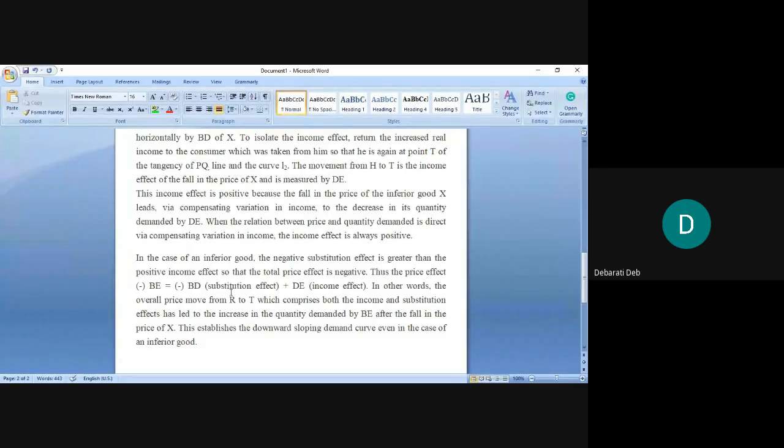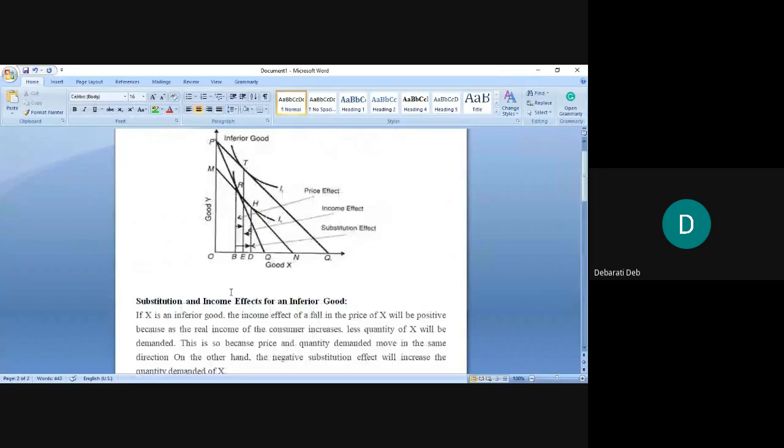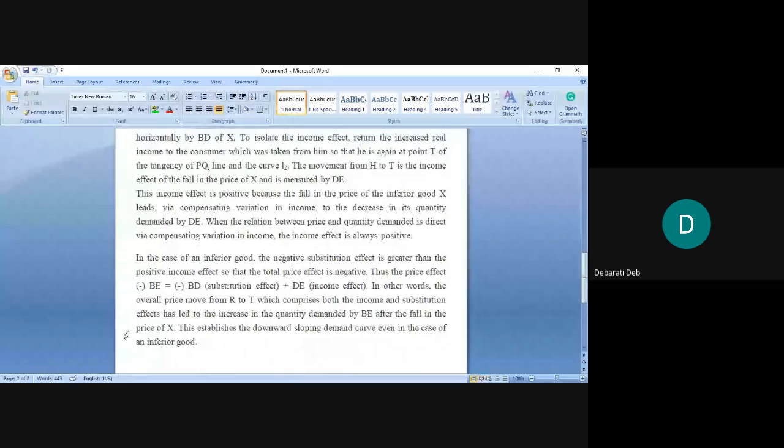This BE, BD is nothing but the points on the horizontal axis. We're just drawing perpendiculars from the equilibrium points: from R, from T, and from H on the horizontal axis. And when you're writing the formula, we are using this measurement on the horizontal axis. So minus BE is equal to minus BD, which is the substitution effect, plus DE, because the income effect is positive and the substitution effect is negative. Thus, the total price effect is also becoming negative.